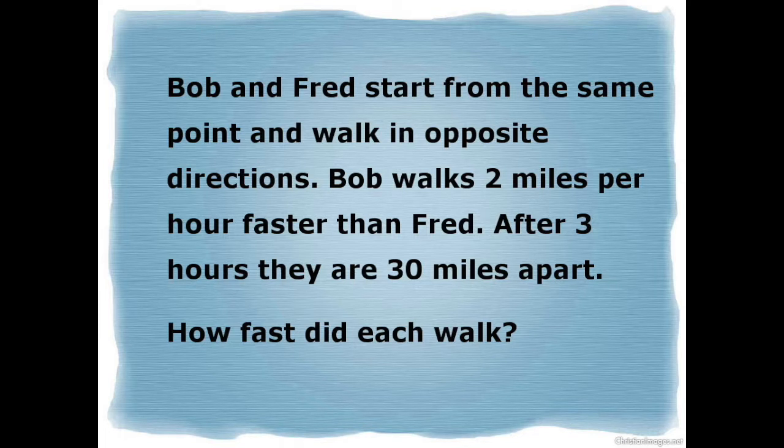Bob and Fred start from the same point and walk in opposite directions. Bob walks 2 miles per hour faster than Fred. After 3 hours, they are 30 miles apart. How fast did each walk?